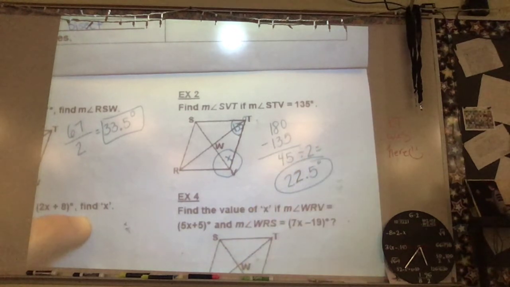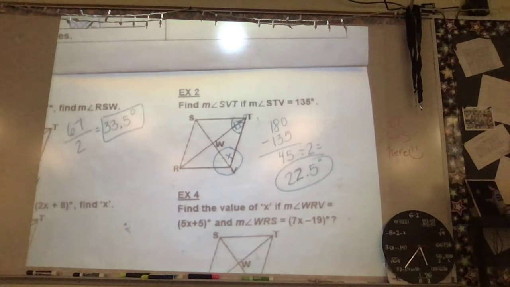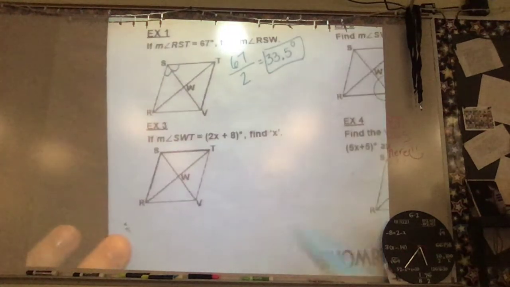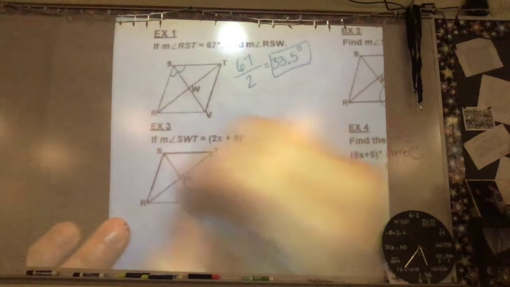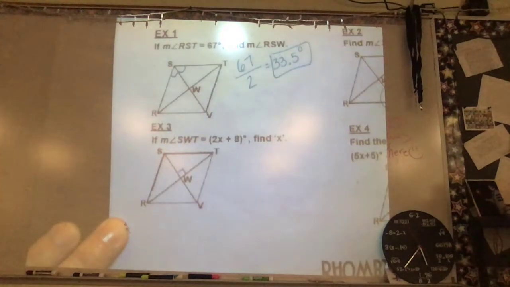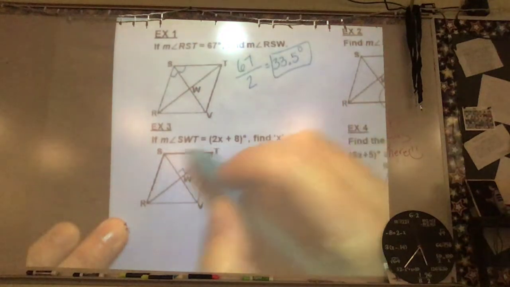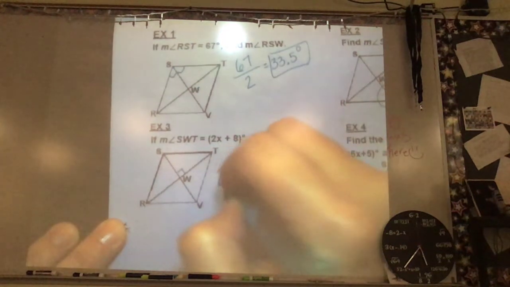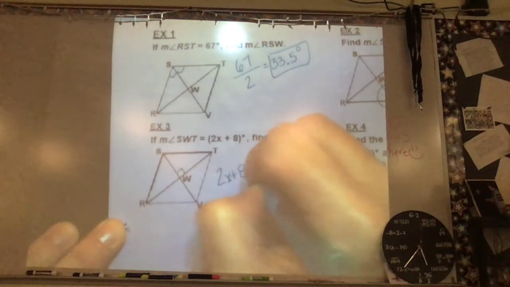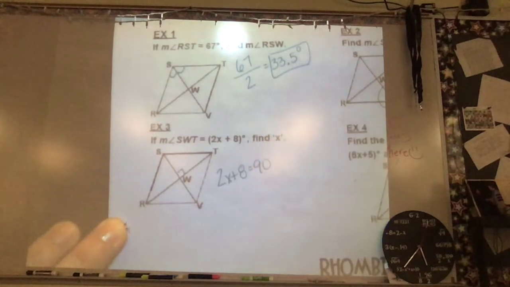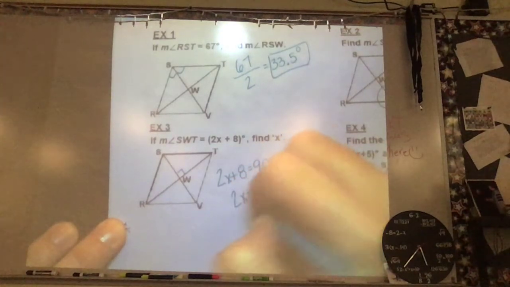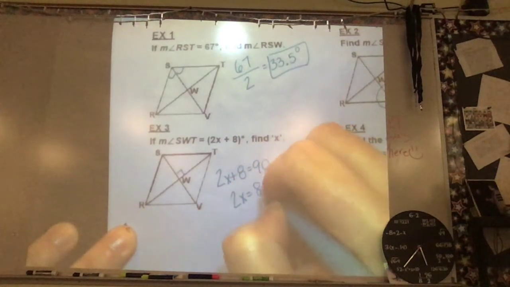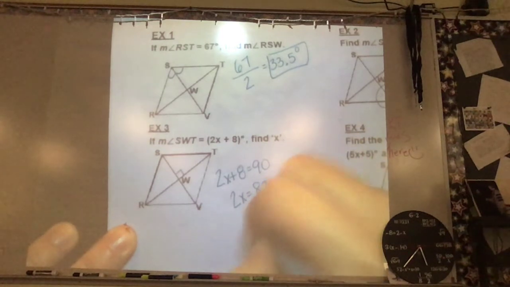Good? Okay. All right, so looking at example 3 here, we have angle SWT in the middle here. This is a rhombus, so that's going to be a right angle. The diagonals are perpendicular. So we know that 2x plus 8 equals 90. So we just need to solve for x here, so I'm going to subtract 8 from both sides, which is going to give me 82. Then dividing both sides by 2, I get 41.